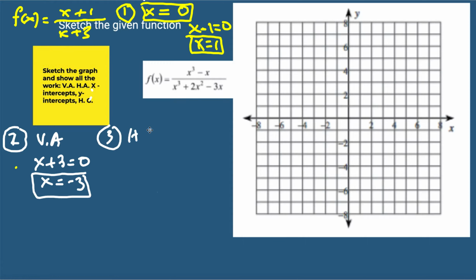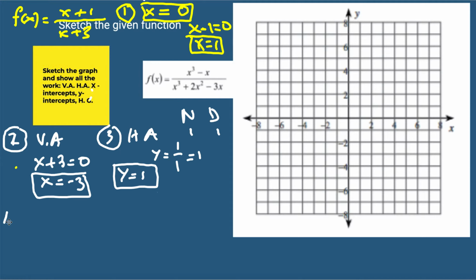Let's find the horizontal asymptote. For the horizontal asymptote, we take the numerator and denominator and look at the degree. The degree in the numerator is 1, and in the denominator the degree of the variable is 1. And now to find the horizontal asymptote, we take the leading coefficient of the numerator polynomial and the leading coefficient of the denominator polynomial, which happen to be 1 divided by 1. This is 1. So the horizontal asymptote is y equals 1.